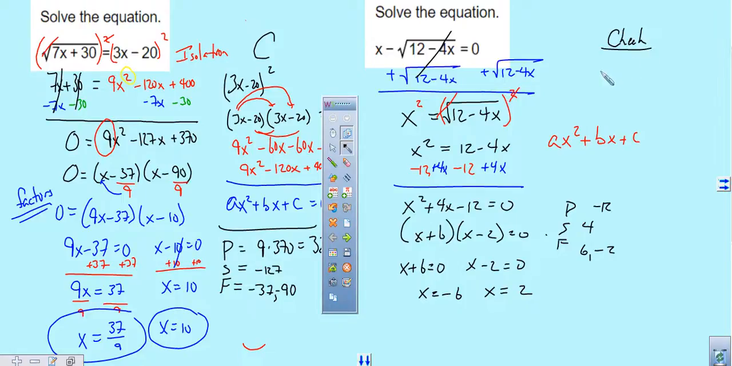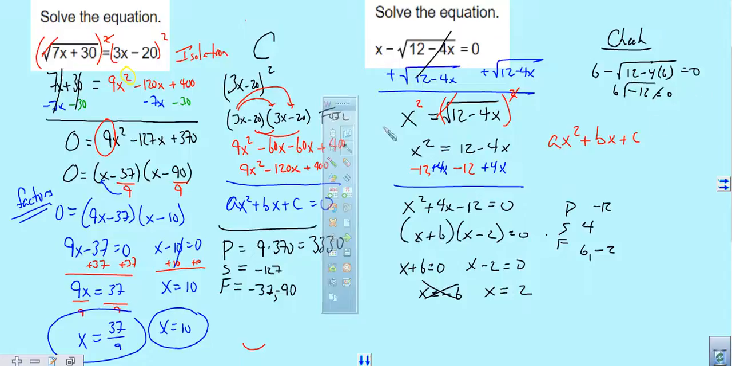And so we take that 6 and we plug it in. So that'd be 6 minus the square root of 12 minus 4 times 6 equals 0. So that's 12 minus 24, that's negative 12. That equals 0. And so that is not going to be a solution. There's no way that that's going to turn out to be equal to 0. So we know, in this case here, that negative 6 does not work. Oh, wait, I did something wrong. Excuse me, let me back up on that.